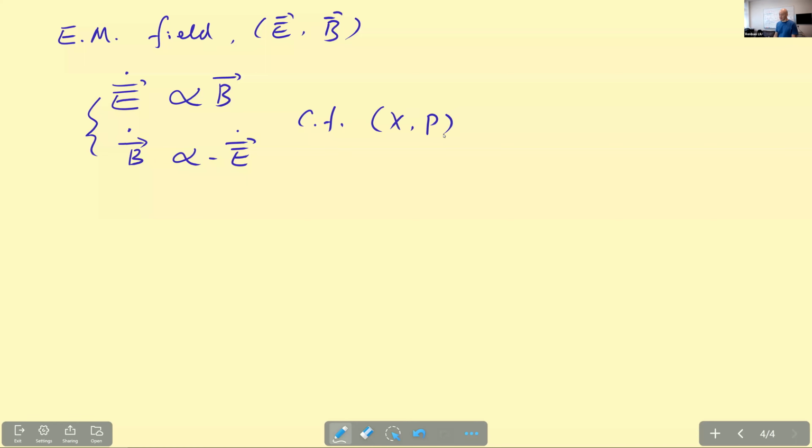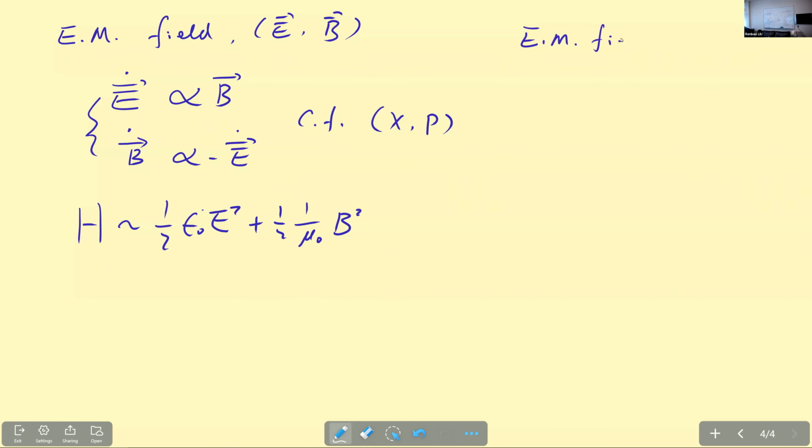So you can compare this pair to the momentum and the position. This pair, right? And actually, if you look at the energy, the Hamiltonian, okay, this is more or less just 1/2 epsilon 0 E squared plus 1/2 (1/mu 0) B squared, right? So this can also be compared to the harmonic oscillator, okay? So you can see that in this case, the EM field, if quantized, will be just harmonic oscillators.